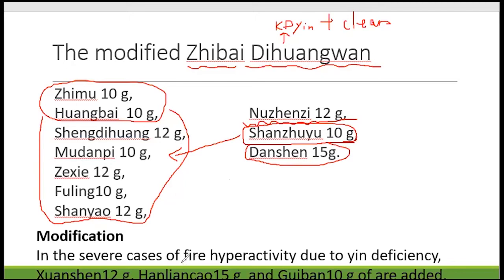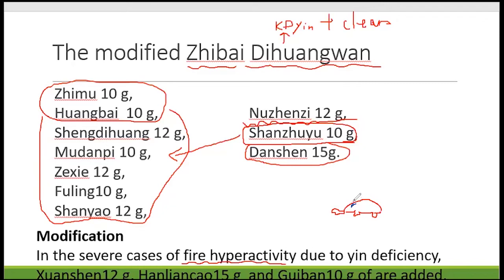If there is still more heat, more fire, hyperactivity, because of deficiency, we can add in Xuanzhen, Hanlian Cao, and Guiban. Especially Guiban, in nourishing. It is the shell of the tortoise, just the shell part.